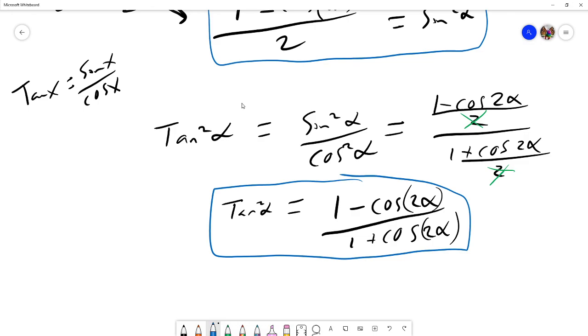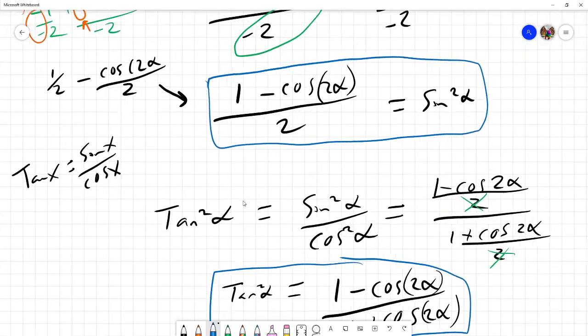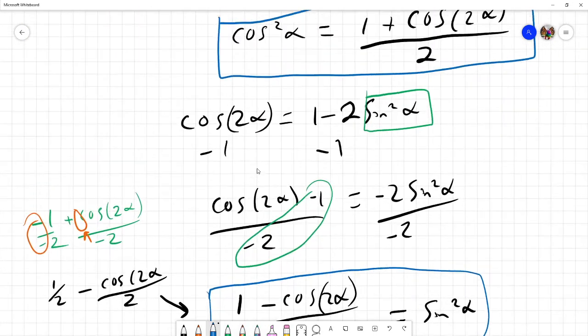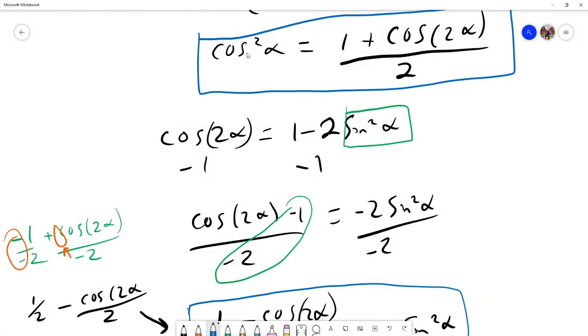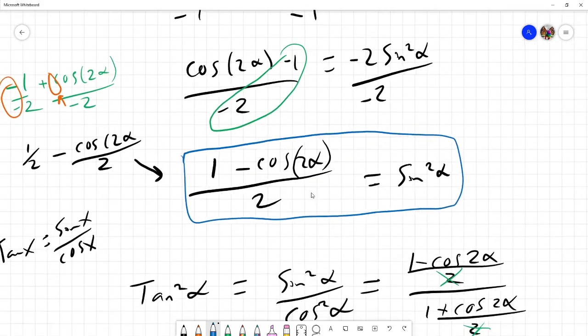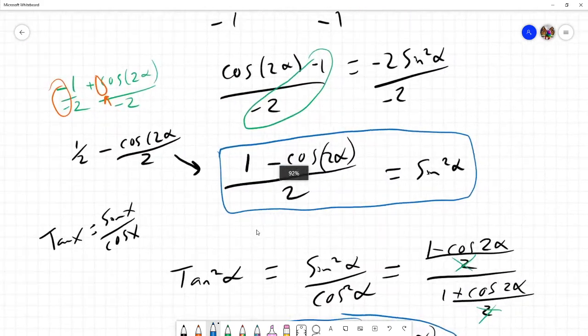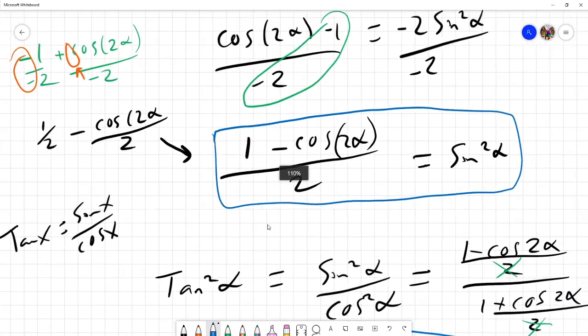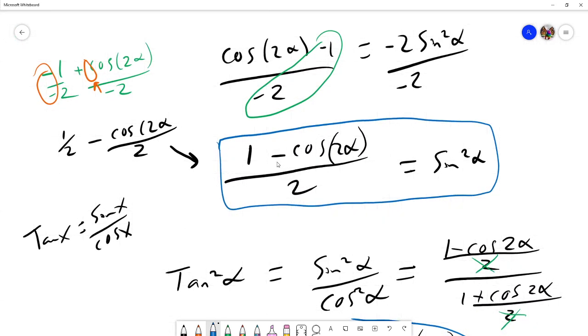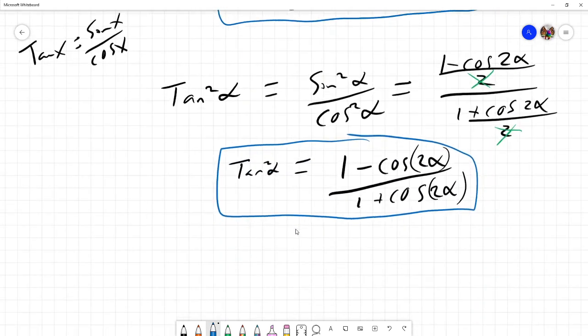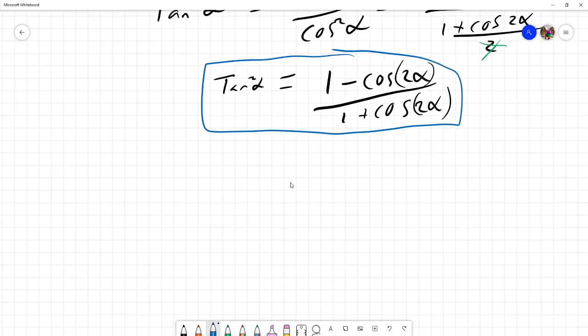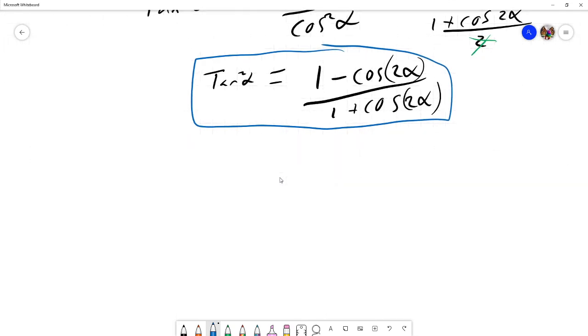So to summarize then, we showed that cosine squared alpha is equal to 1 plus cosine of 2 alpha, that entire quantity divided by 2. We have a very similar expression here for sine. We have a very similar expression here with the cosine. So we have negative, and now we have our tangent squared, which is kind of the marriage of the two.